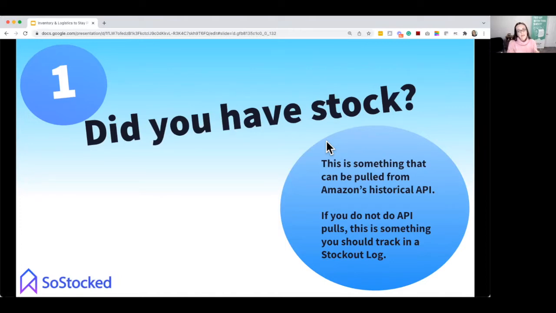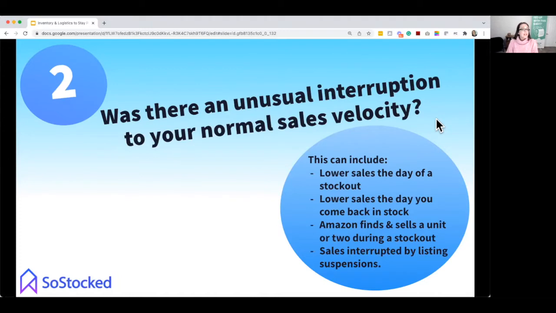So if you don't have an API pull, if you're not using a software like SoStock, you can track it on a stockout log and start doing those calculations and figure that out. And we have a DIY spreadsheet that helps to do that. It's a bit more work, especially as you get more SKUs, but it's something as opposed to not tracking it at all. So first of all, did you have stock? Now, the second question that we ask is, was there an unusual interruption to your normal sales velocity?